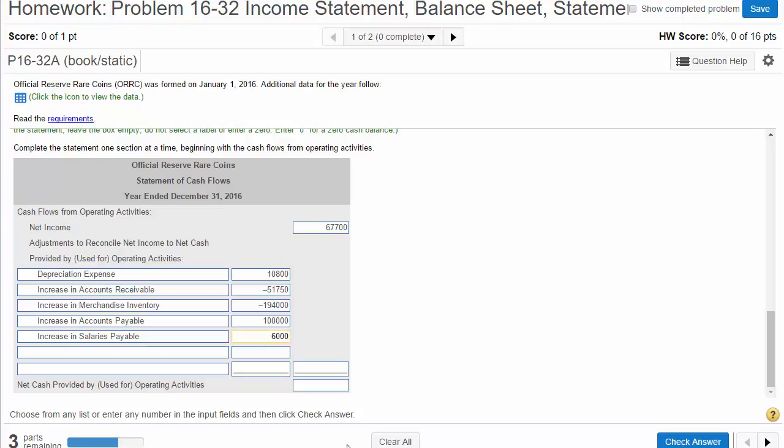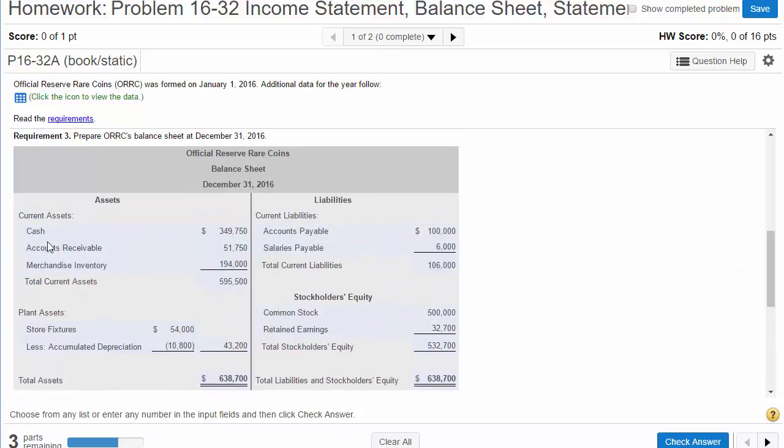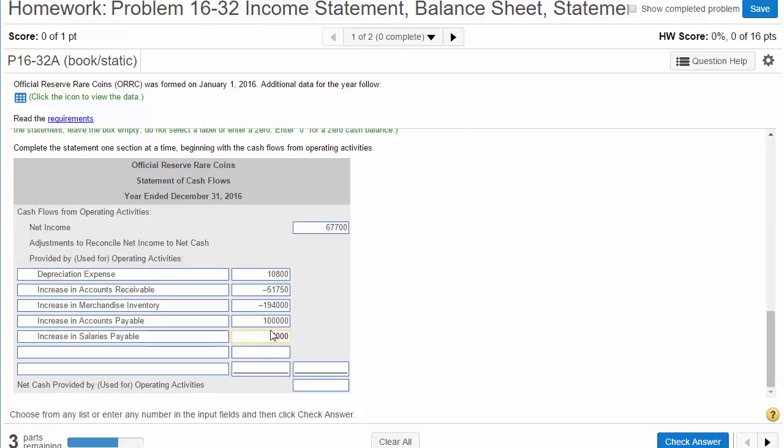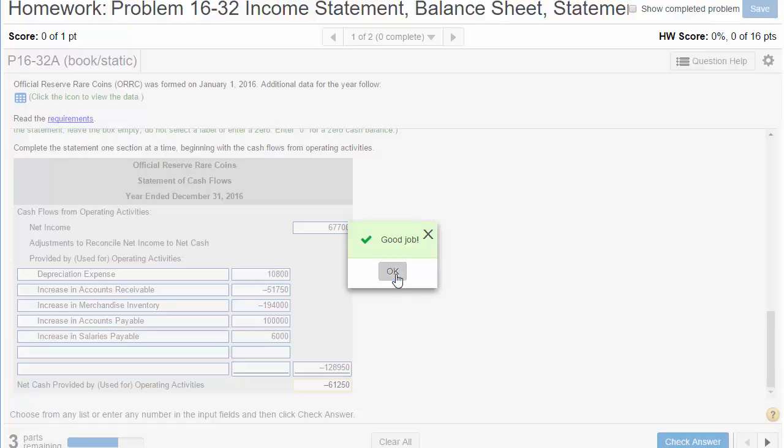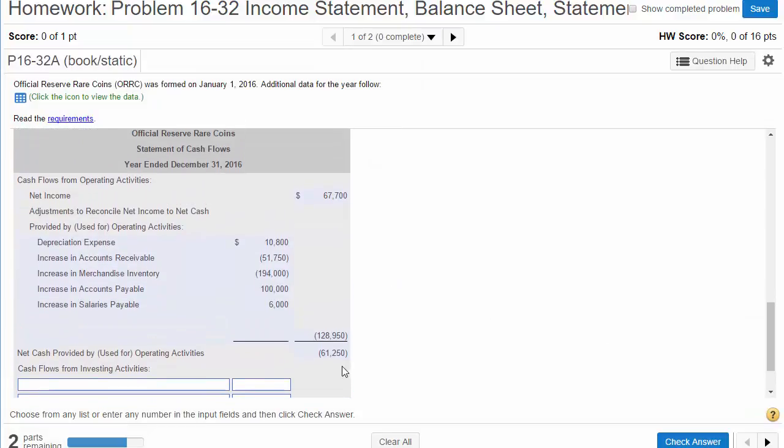So we are now done analyzing the current assets over here and our current liabilities. So for the operating section, we're done. We're going to sum these. And we get minus 128,950. So we take the 67,700, subtract the 128,950, we get minus 61,250. So this company, in their first year, not surprisingly, has a negative cash flow from operations. Most new companies do have a negative cash flow from operations.